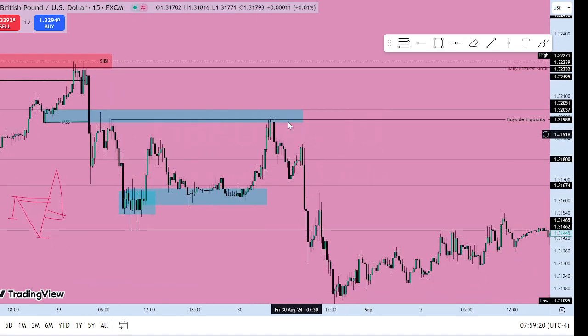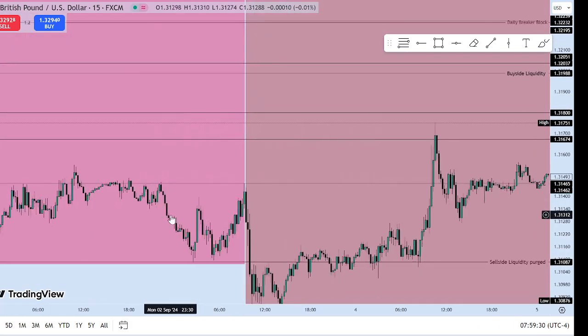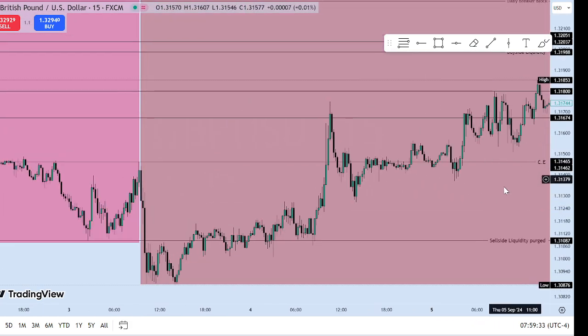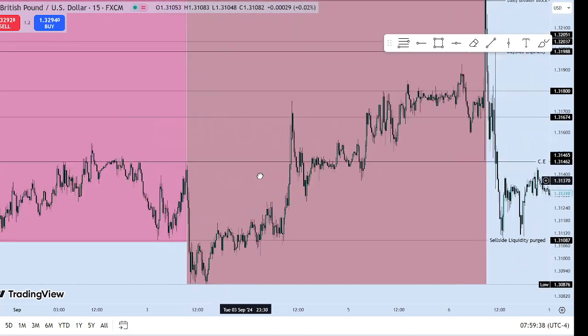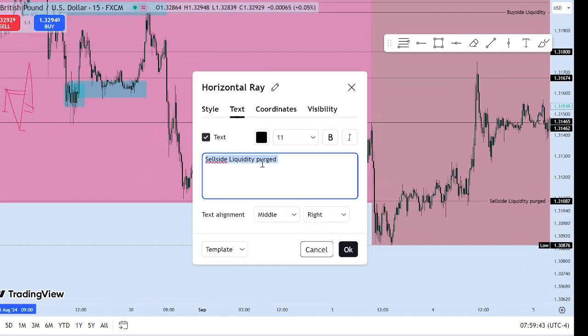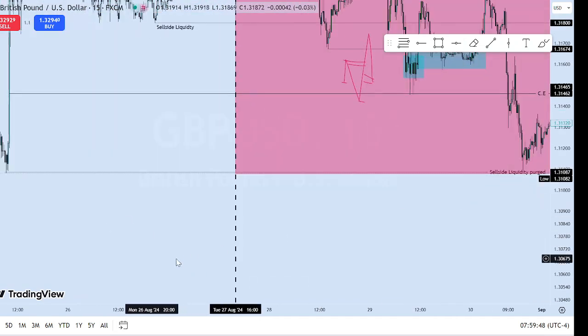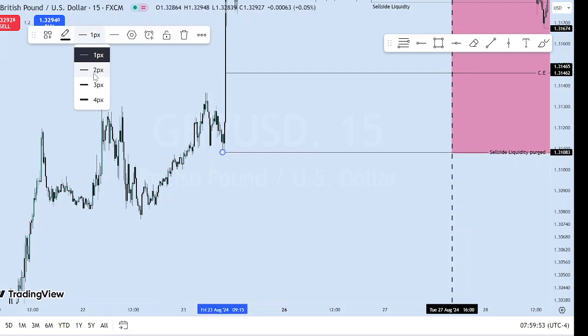Then after reaching for the buy side, taking the buy side liquidity, price still dropped. We are still in sell side delivery. Then coming to buy side delivery, here is a buy side delivery. We are taking the low. Here is a sell side liquidity purge. This is a sell side liquidity, so around here, see it.